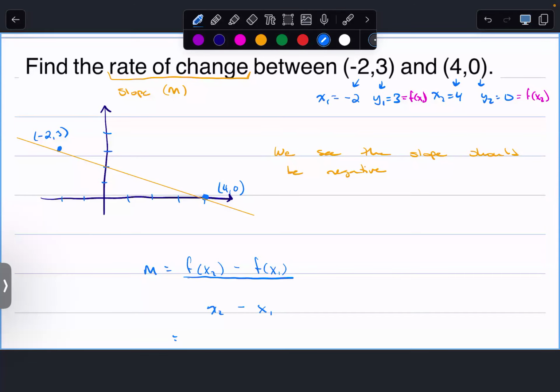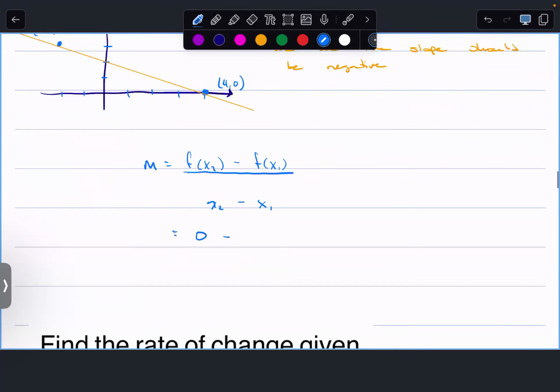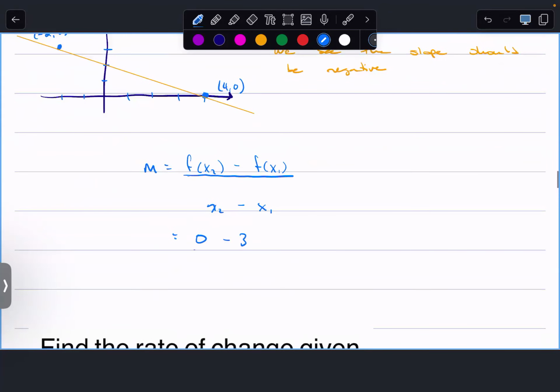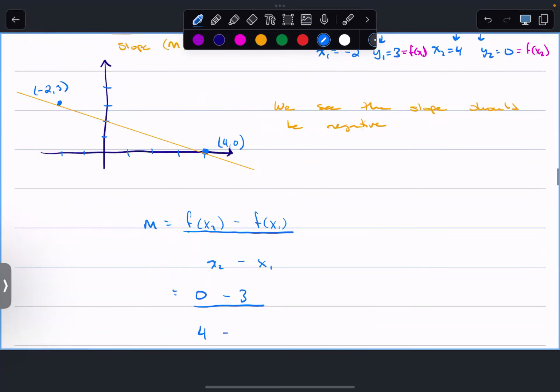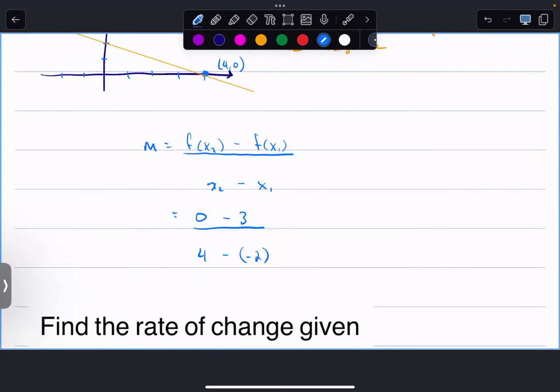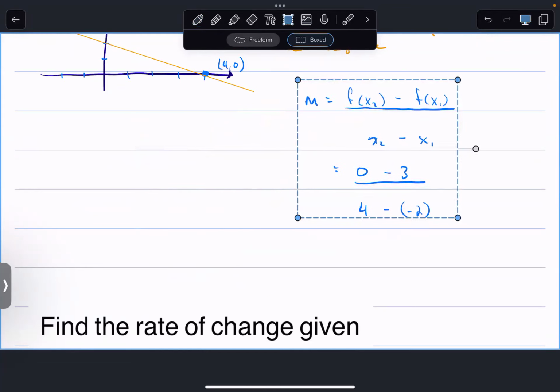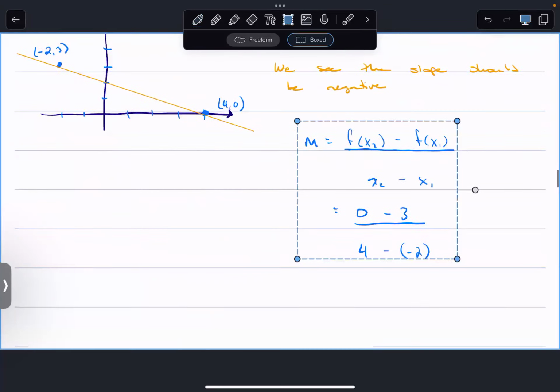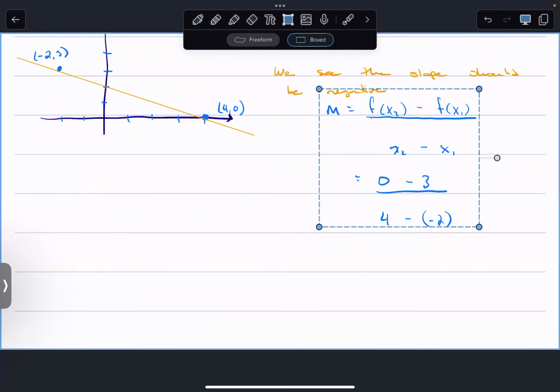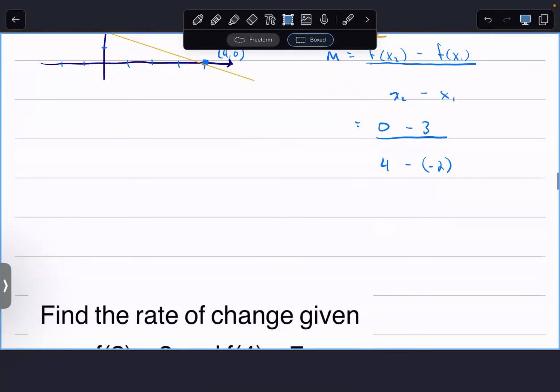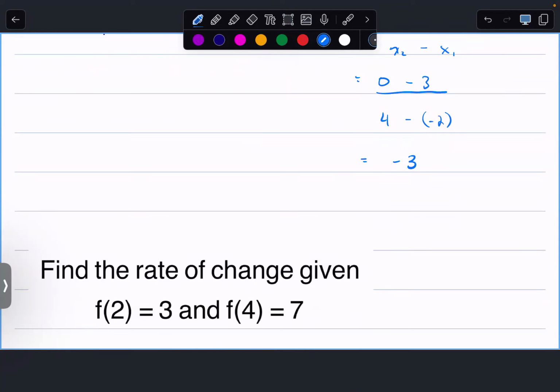F of x2 is 0 minus f of x1 was 3. X2 is 4 minus x1 is negative 2. I need more room. How about even another line? This is going to be negative 3 divided by 4 plus 2. Negative 3 divided by 6.